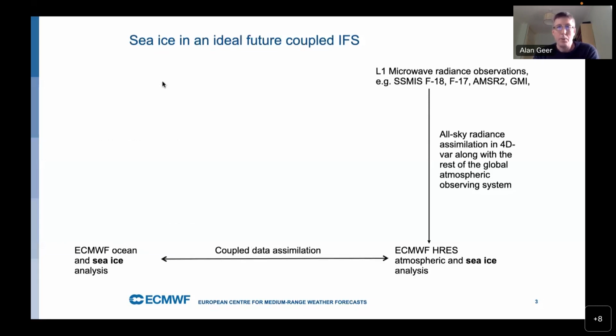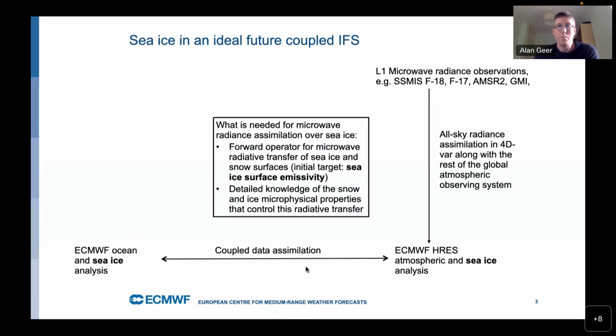Now, in an ideal world, we would do coupled data assimilation, get rid of that additional path, and we would assimilate the radiances directly over all surfaces in all sky conditions into the atmospheric data assimilation system and infer the sea ice there, and use coupled data assimilation, which isn't the subject of this talk, to share the information on sea ice with the ocean and sea ice analysis. And so the focus of this talk is really the radiance operator for sea ice.